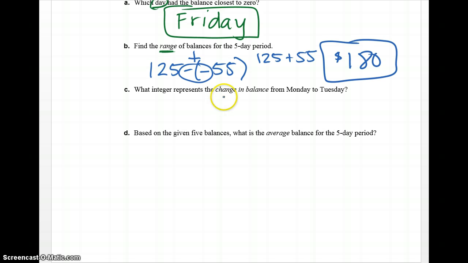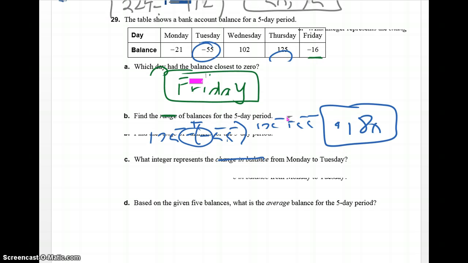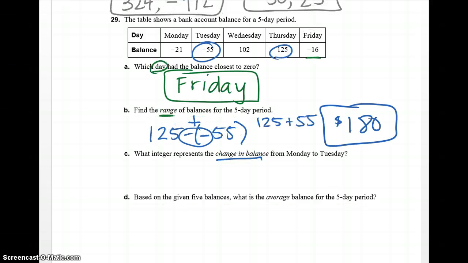Now what integer represents the change in balance from Monday to Tuesday? If we look back up, I'm going to scroll this up real quick. Monday to Tuesday, you start on Monday at negative $21, and then Tuesday it becomes a negative 55. So it becomes even smaller, even less money, so it becomes more negative. So we know it's going to be a negative number, and to get from negative 21 to negative 55, we must subtract 34. So the integer that would represent the change in balance would be negative 34, because the change is going down. I'm becoming more negative in my bank account. I'm losing more money. It needs to be a negative number, not a positive.